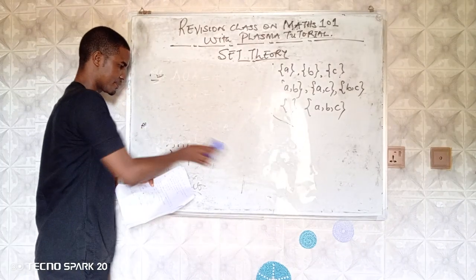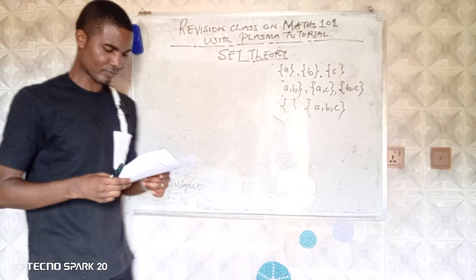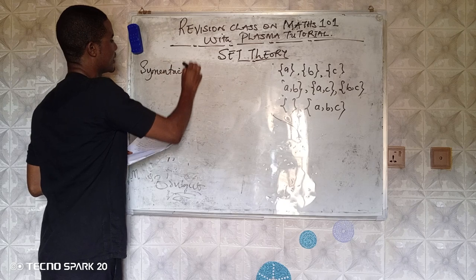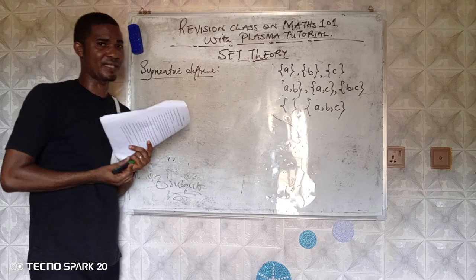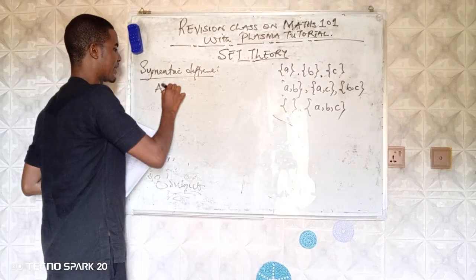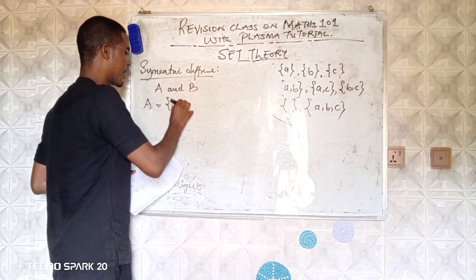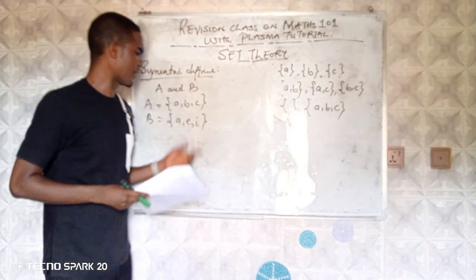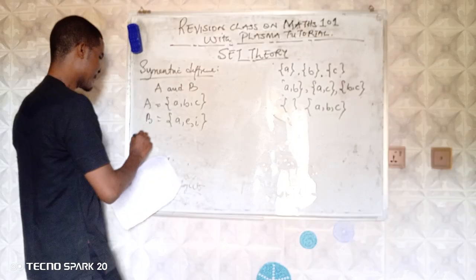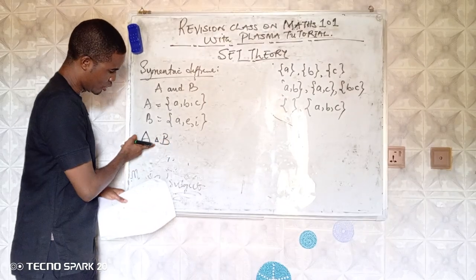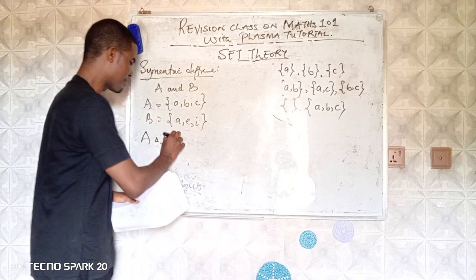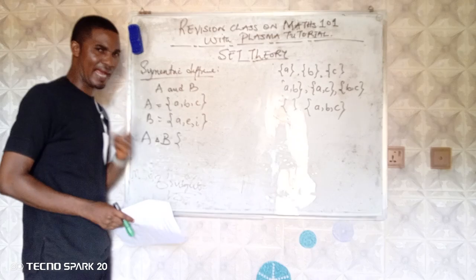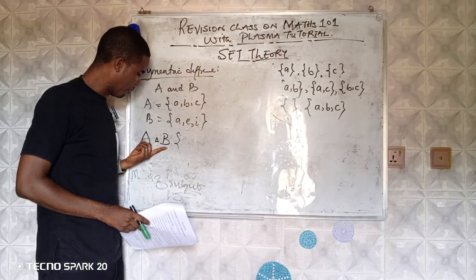Okay, I believe we move away from there. Now we move to another one that we call symmetric difference. Now, let's take set A again and B. Let's say that A is {a, b, c}, and B is {a, e, i}. Okay? Now, when we say A symmetric difference B, it is written with the sign for symmetric difference. Now, what is A symmetric difference B? These are elements that belong to A or belong to B, but do not belong to both. I repeat, elements that belong to A or they belong to B, but they don't belong to both.